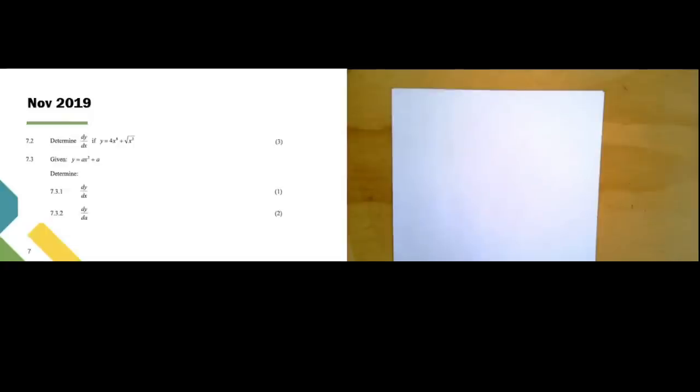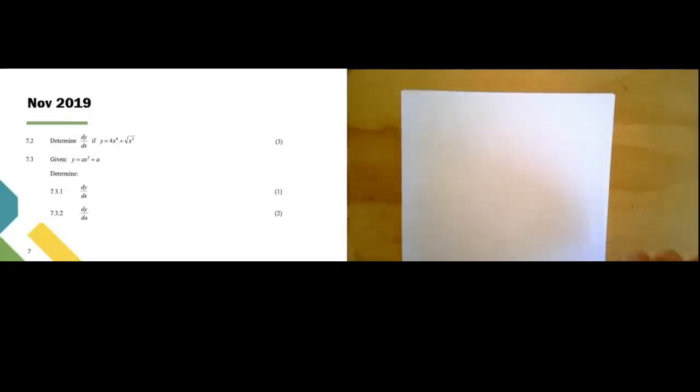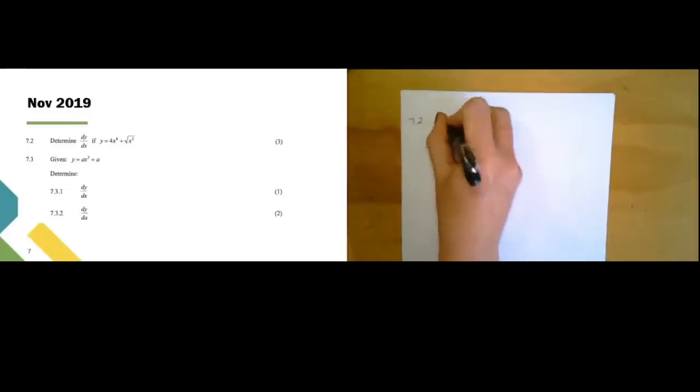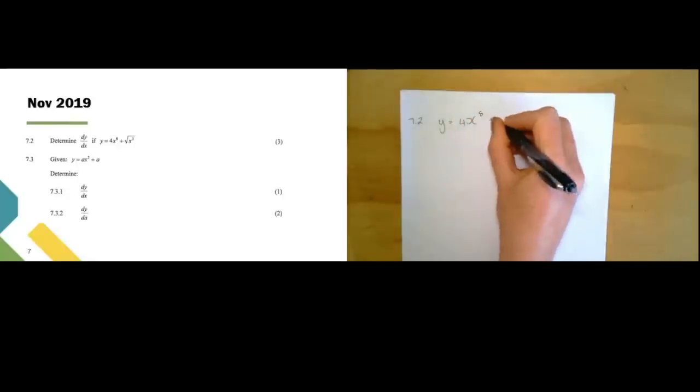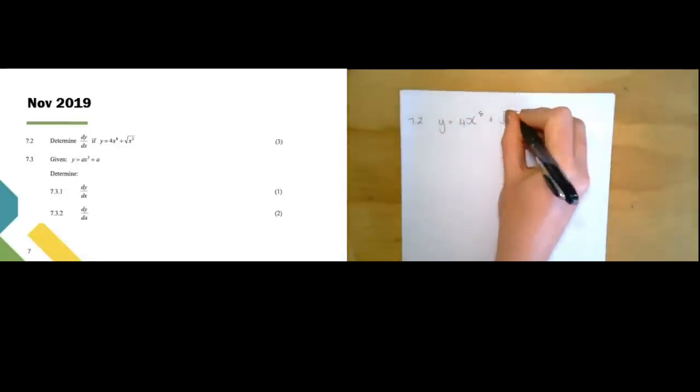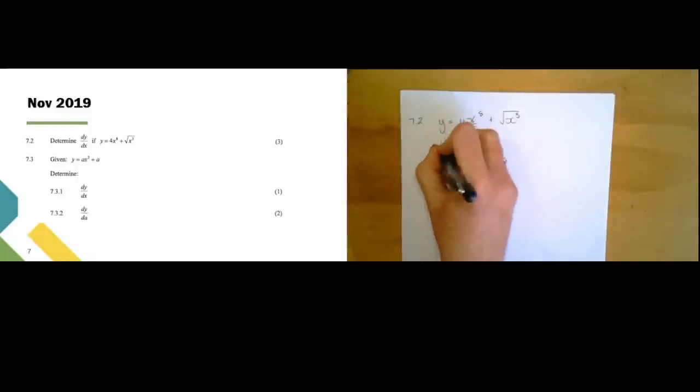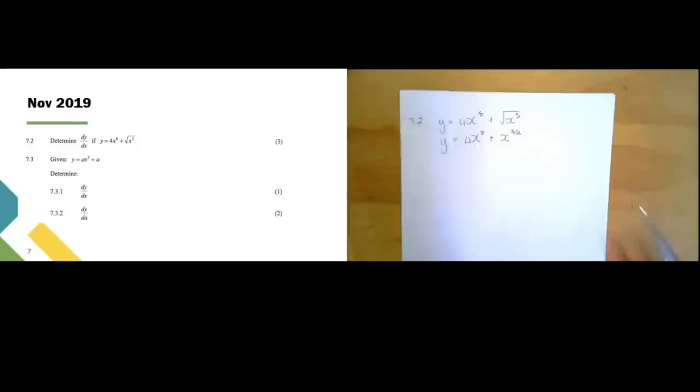They gave me, in question 7.2, they said determine dy over dx if y is equal to 4x to the power of 8 plus the square root of x to the power of 3. So before I can get my first derivative, once again, what must I do? I must get rid of the square root. So I'm going to say y equals 4x to the power of 8 plus x to the power of what? 3 over 2. So that problem is solved.